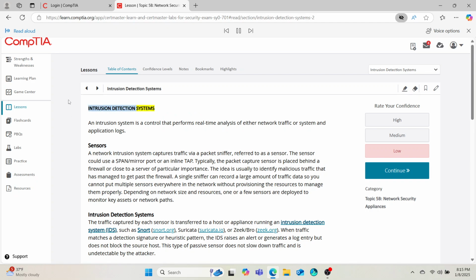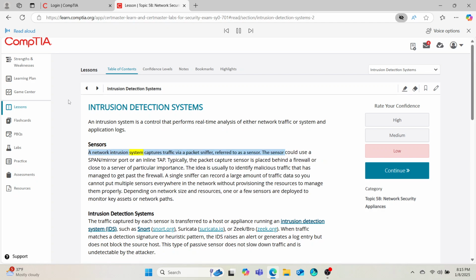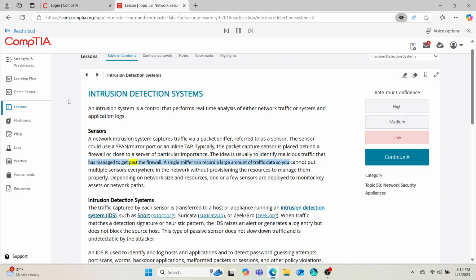Intrusion detection systems. An intrusion system is a control that performs real-time analysis of either network traffic or system and application logs. Sensors. A network intrusion system captures traffic via a packet sniffer, referred to as a sensor. The sensor could use a span/mirror port or an inline tap. Typically, the packet capture sensor is placed behind a firewall or close to a server of particular importance. The idea is usually to identify malicious traffic that has managed to get past the firewall.